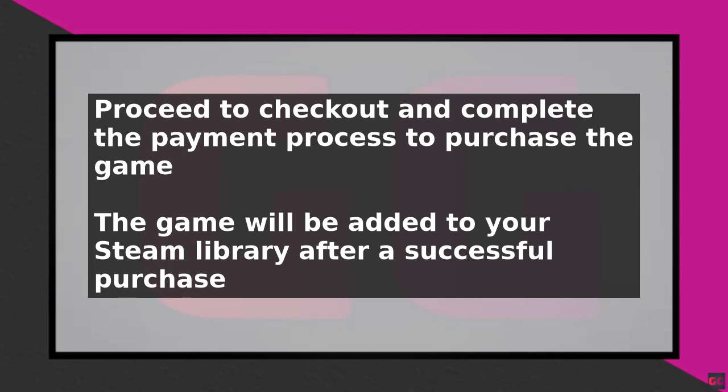Then select whether you want to purchase the game for yourself or as a gift. Choose your payment method from the drop-down menu and complete the checkout process to buy the game. The game will then be added to your Steam library.